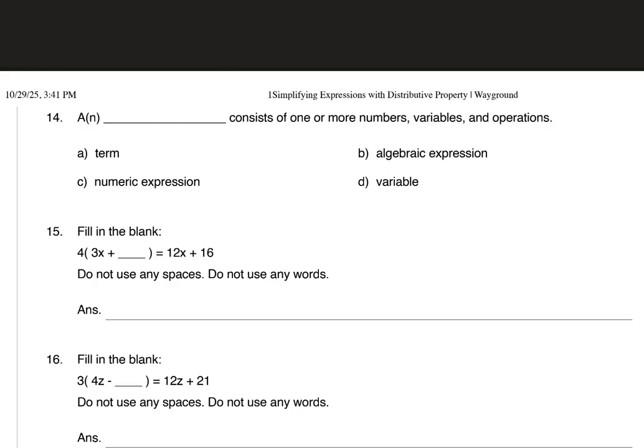Okay, 2x plus 5. Hold up, let's make this more complicated. 2x plus 5, 7 plus 3x minus 9. And you know what, let's throw a 4 in there. That's what our assignments look like, right? A term consists of one or more numbers. A term is like one number, so that ain't it.